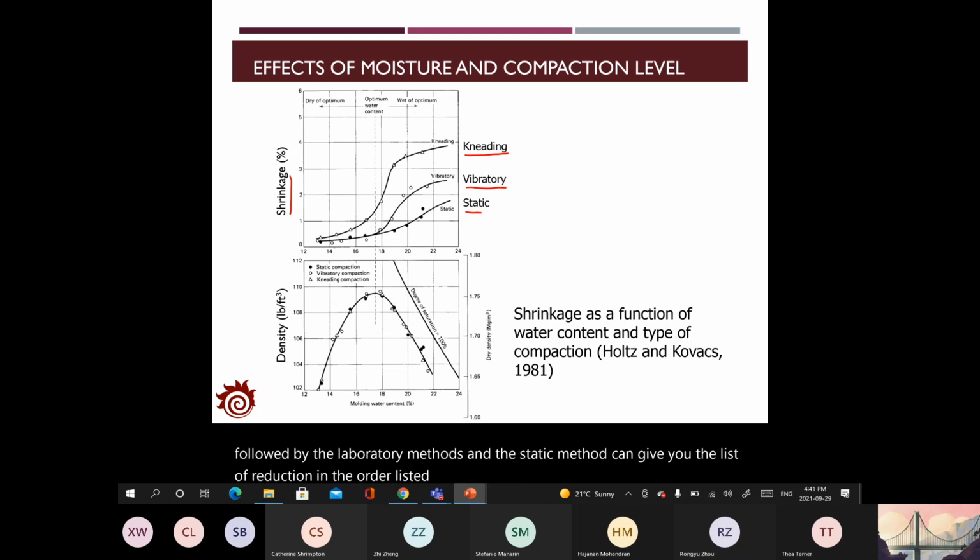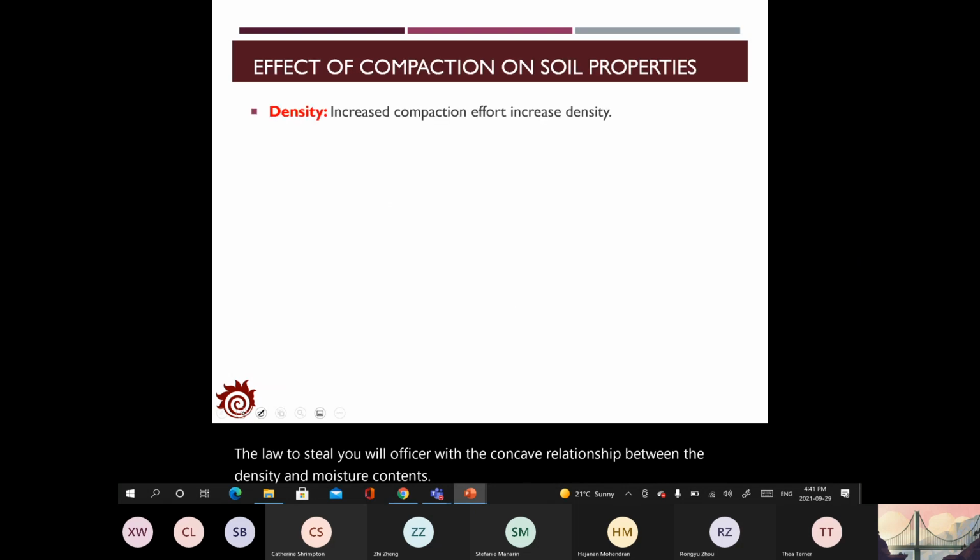Followed by the vibratory method, and the static method gives you the least reduction, or the least shrinkage of the sample. And you can also observe the changes of the density. This follows the same trend for the different methods, kneading, vibratory, or static. But still you will observe the concave relationship between the density and the moisture contents. With that, we can have a quick summary about the effect of the compaction on the soil property. First, for the density, definitely if you increase the compaction effort, the density of the soil will be larger. So this is intuitively correct.